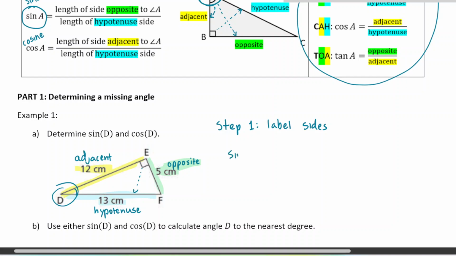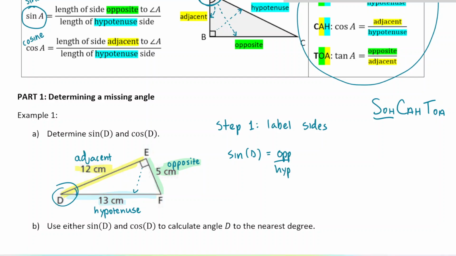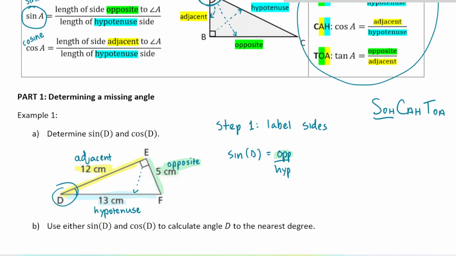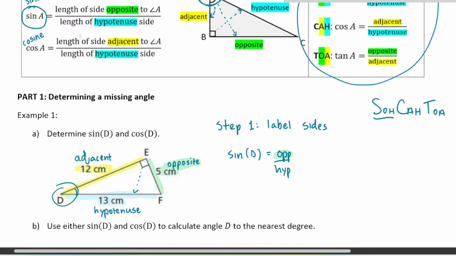So sine of D, I'm just going to write SOHCAHTOA here, and that'll help us remember what the formula is. So no need to memorize the formulas, just memorize SOHCAHTOA and how to spell it. So S, sine, is followed by OH, so it's opposite over hypotenuse. So the opposite side is the 5 centimeters, and the hypotenuse is the blue side, which is 13 centimeters.